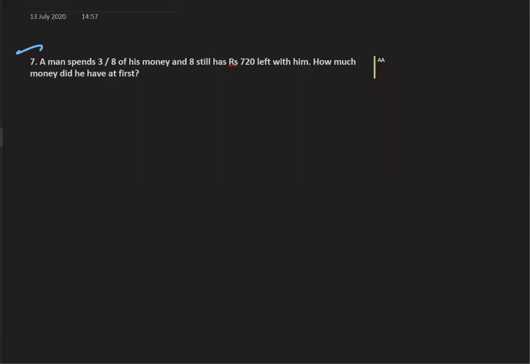A man spent 3 upon 8 of his money and still has 720 left with him. Okay. So the question is, there is a man, for example, Ferris. Ferris spent 3 upon 8 of his money and still, after spending the money, he is left with 720 rupees. How much money did he have at first? तो शुरुआत में उसके पास कितनी money थी? This is the question.